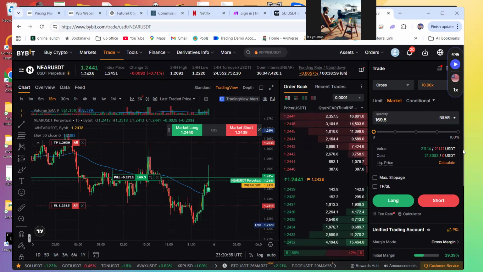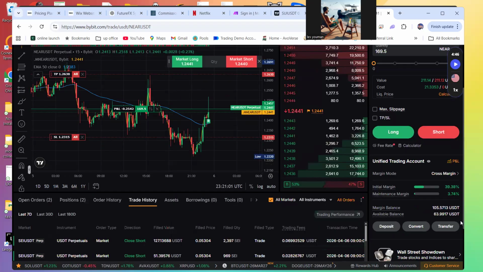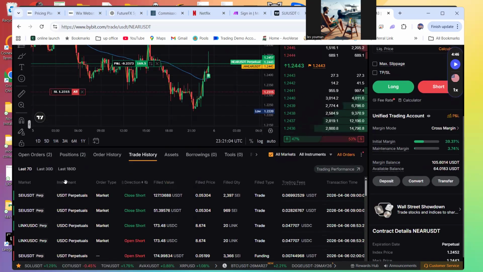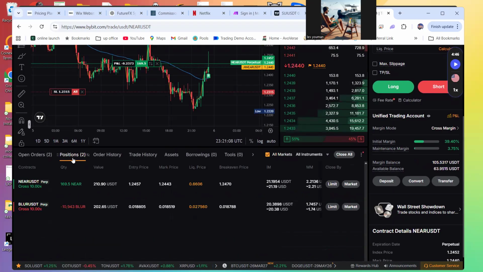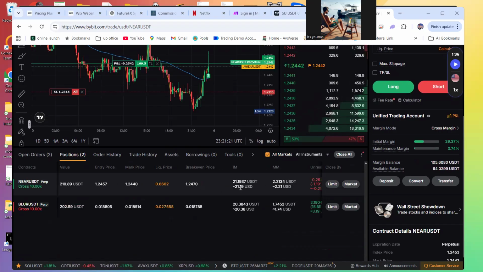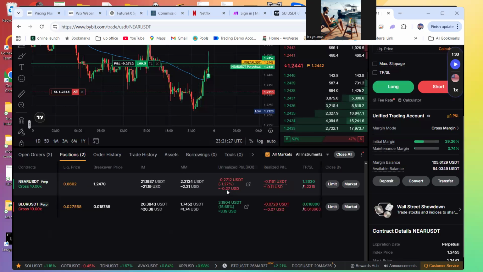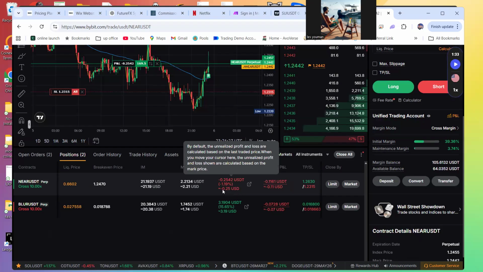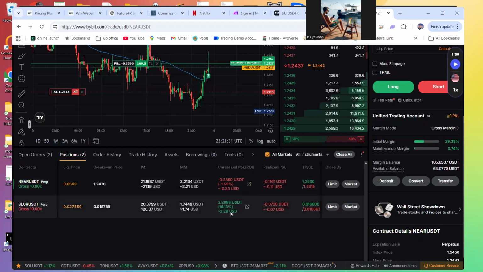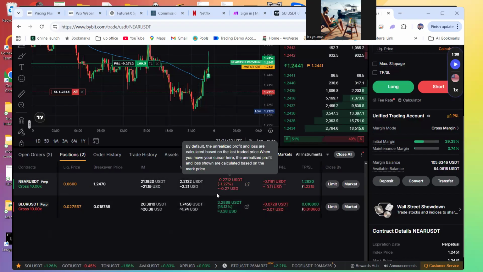If we scroll down, we can look at our positions. Okay, this is our NEAR one here. And if we scroll across further, we can see here that I'm currently down 25 cents. So when this gets into profit, it'll all turn green like this one, and that's where you can track it.